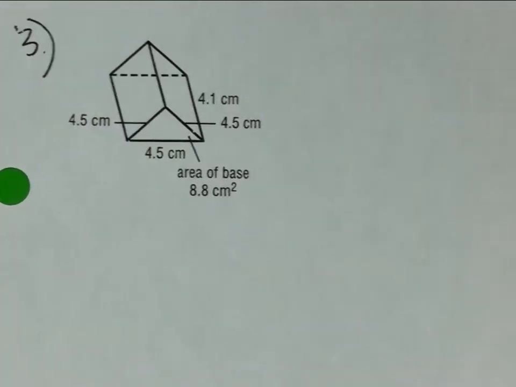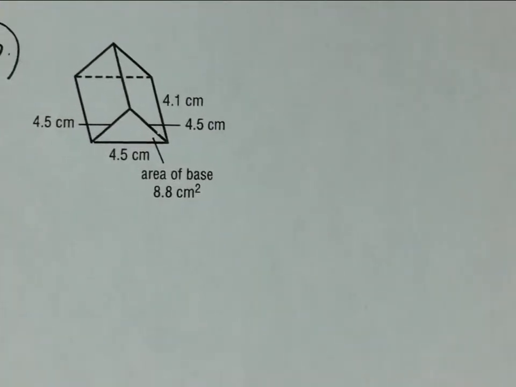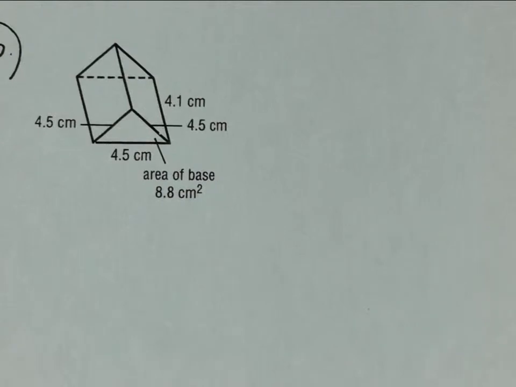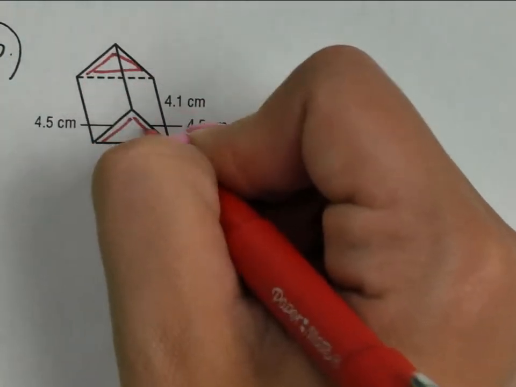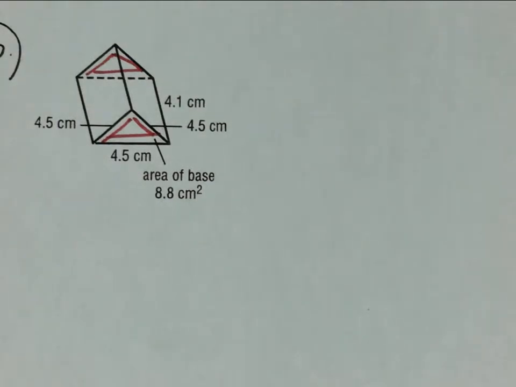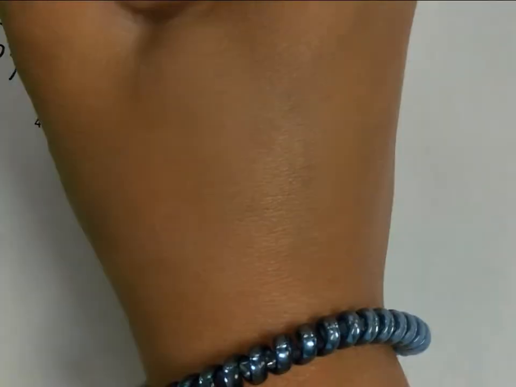What shape do I have here? Triangle and rectangle. First off, do I have 2 shapes that are completely parallel to each other? I do. What shapes are they? Triangles. These 2 triangles right here, see that? They're completely parallel to each other. So since I have 2 shapes parallel, that tells me it's a prism. And then whatever those shapes are, that's how you name it. So a triangular prism.